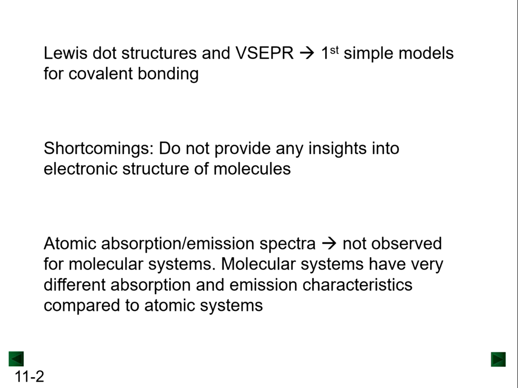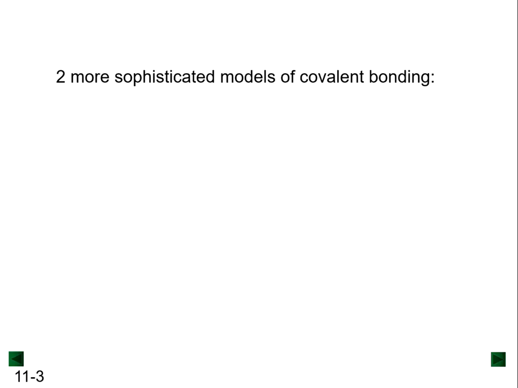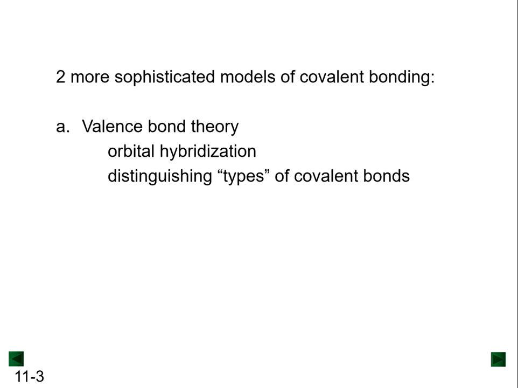Therefore, we need some model that allows us to begin to expand into more complex properties, including electronic structure and behavior. So we're going to begin looking at two more sophisticated models for covalent bonding. We're going to look at valence bond theory, which involves what will be termed orbital hybridization, and it will allow us to distinguish the various types of bonds. So, for example, single bonds will have two types of bonds involved.